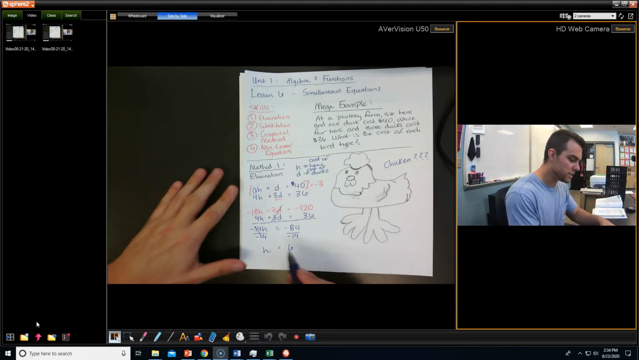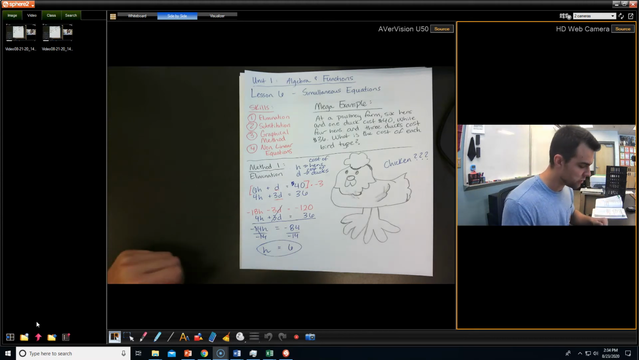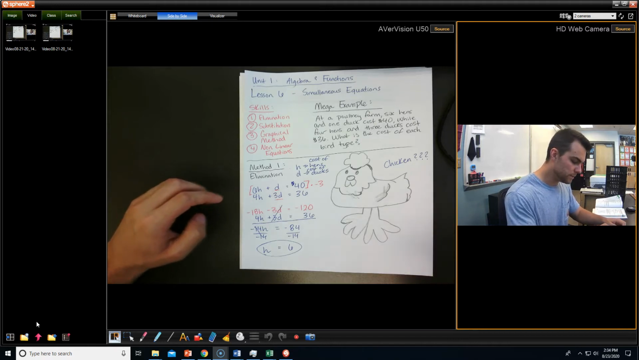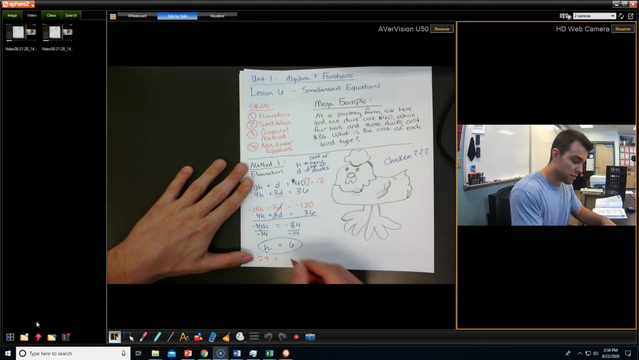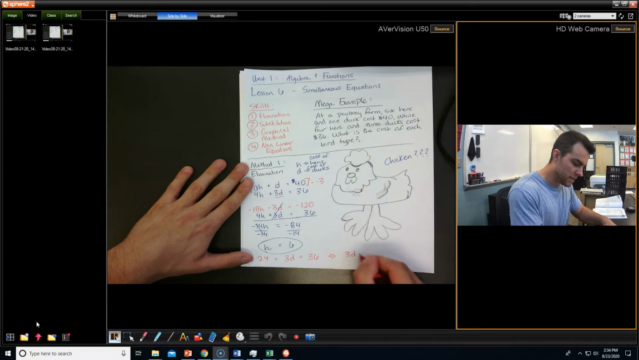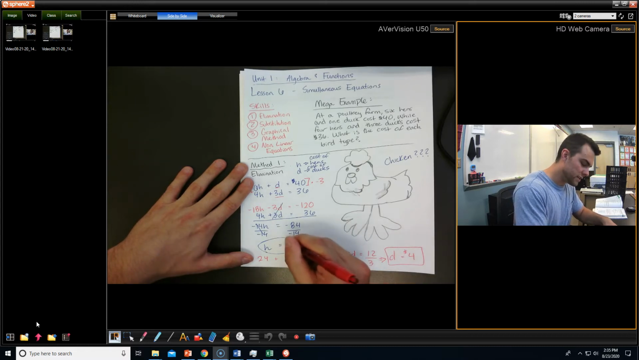Now with that, what I can do is plug it in to one of my equations and solve for what the cost of a duck would be. So let's plug it into the second equation. Why not? So I'm going to do 4 times H, which is 6. So that's 24 plus 3D equals 36. I subtract the 24 over to both sides. I get 3D equals 12. And now divide both sides by 3. D is going to equal 4. And it's technically $4, so you can put that if you want.